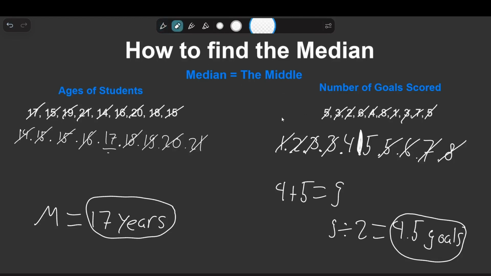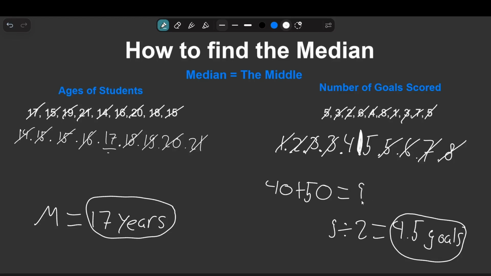Now, let's say if the numbers were completely different and they were a bit higher, it would be a bit more difficult. Let's say instead of 4 and 5, we had 40 and let's say 50. Let's not make it too hard. Now, 40 plus 50 will equal 90. And again, you can just do the same exact thing, divide the 90 by 2, and we will get 45 as our final answer. But in this case, we didn't have 40 and 50, we had 4 and 5, so 4.5 goals will be our final answer of finding the median.